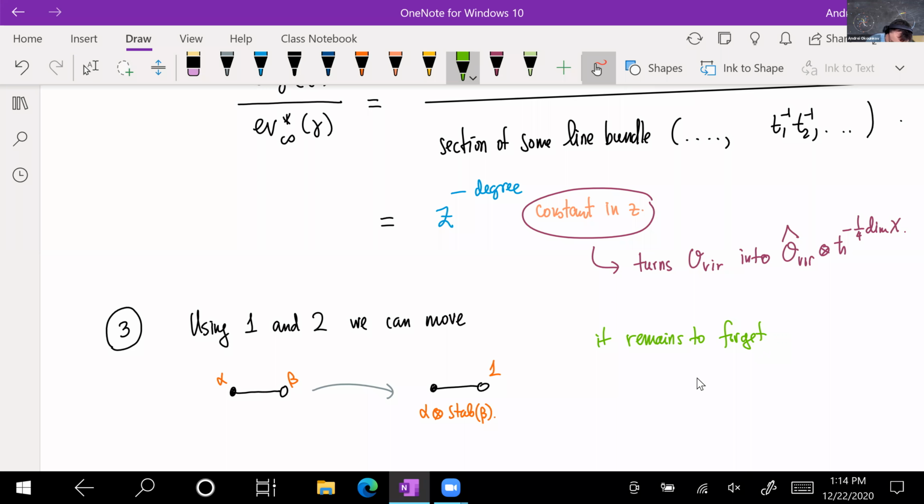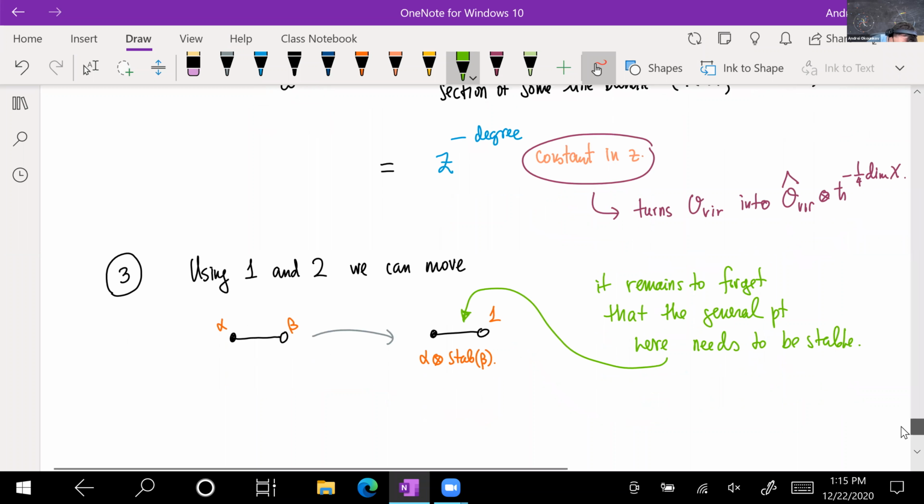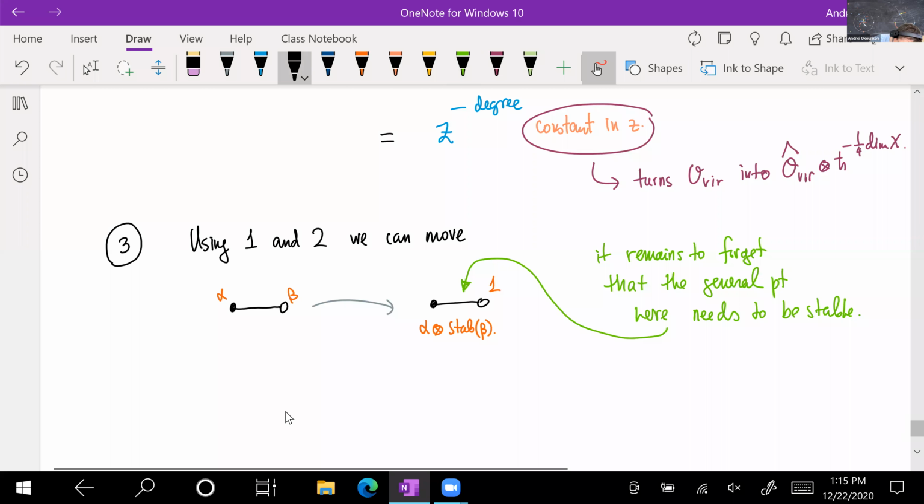forget about what? So to forget there's one here, somehow one plays no role, there's nothing to pull back, the general point here, and here means on this segment, needs to be stable. Because once we have, in other words, we have this sort of thing.